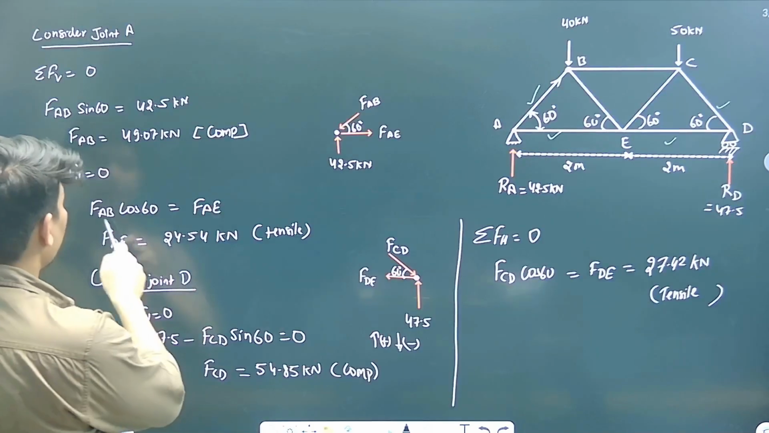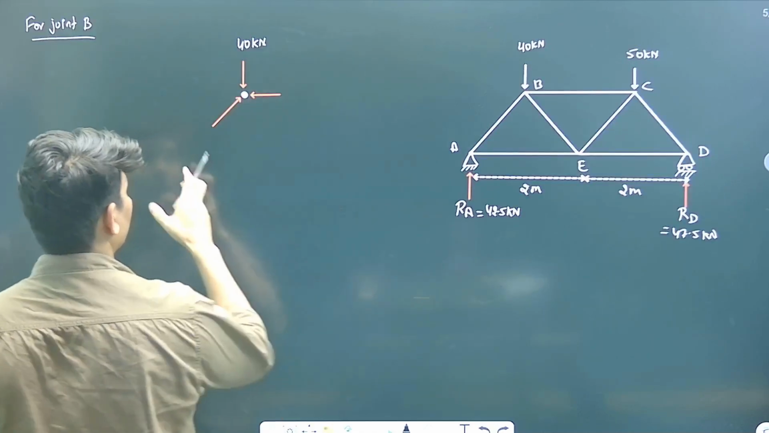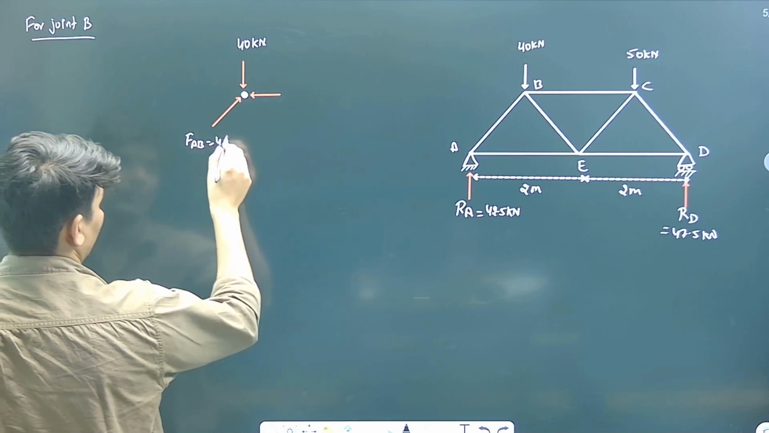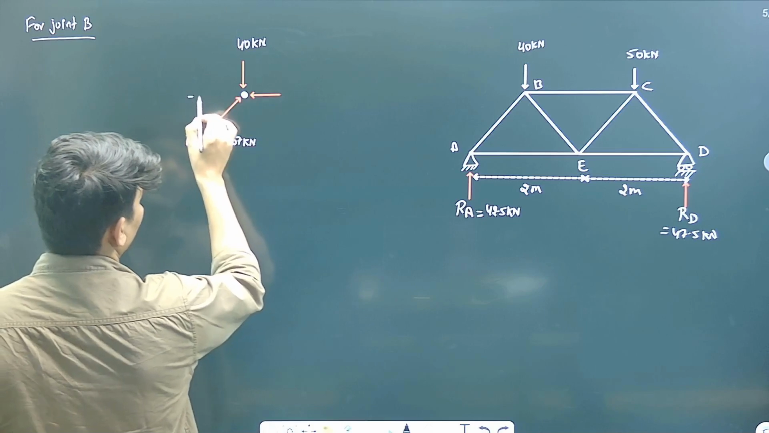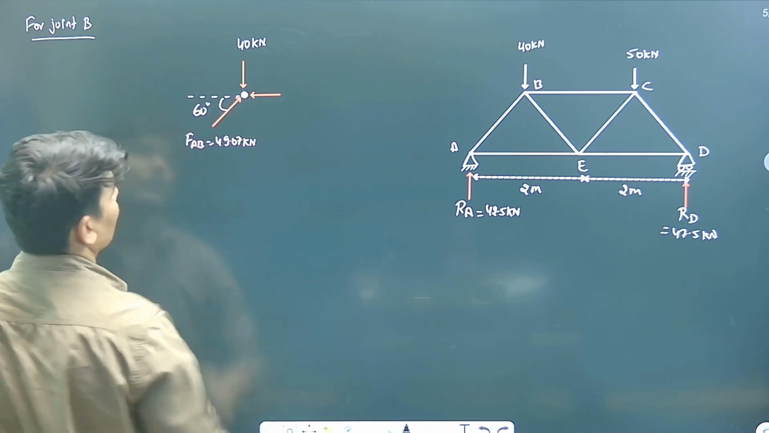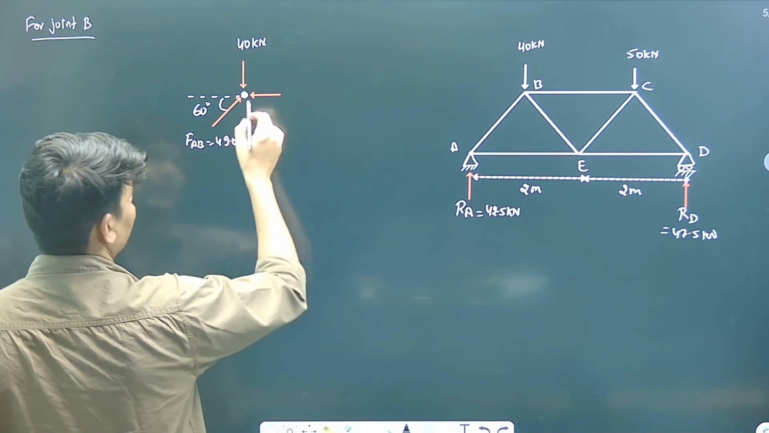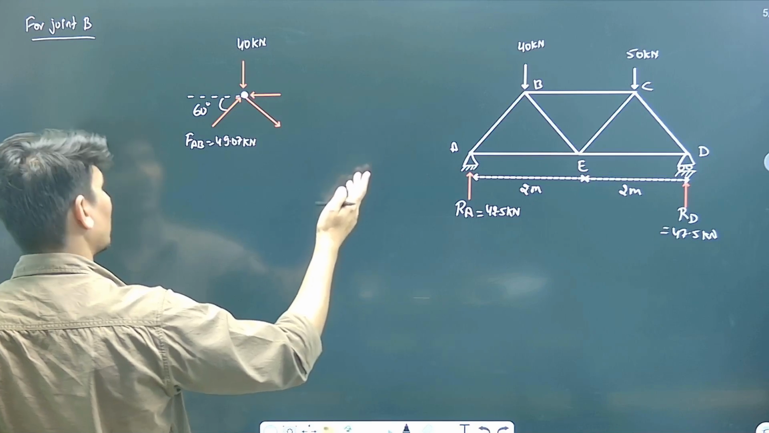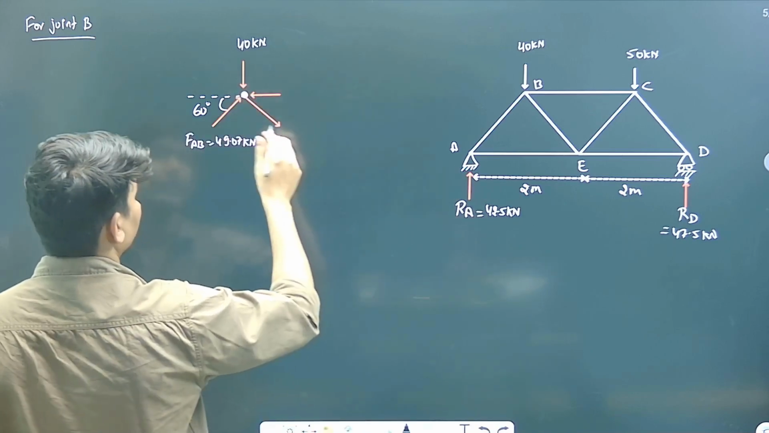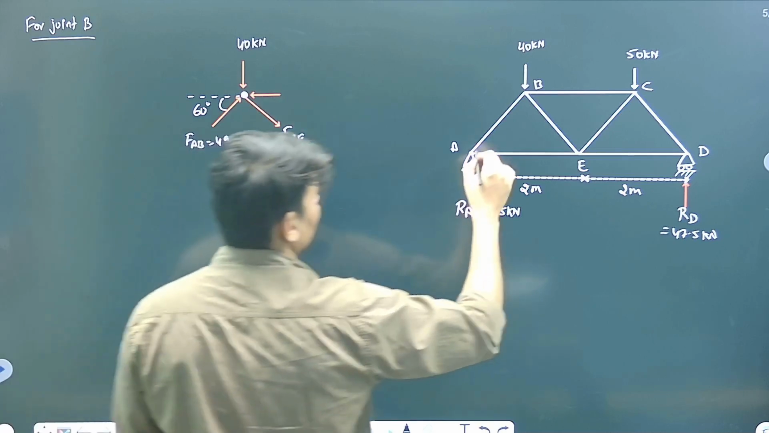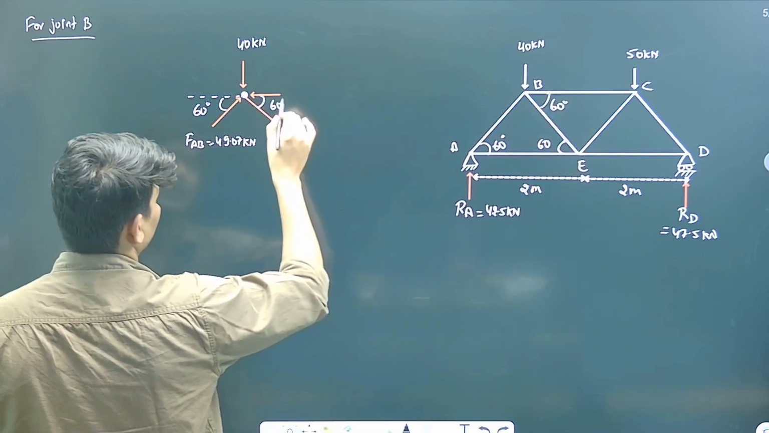AB member was compressive, 49.07. AB was compressive, 49.07. Right. Angle is 60 degree. One more force is there, that is BE. Now suppose this BE is in this direction. I don't know whether I am right or wrong. If I am wrong, the answer will be negative. I need to change the direction. For this BE, this is 60, my dear. This is 60. This is also 60. This angle is also 60, right.